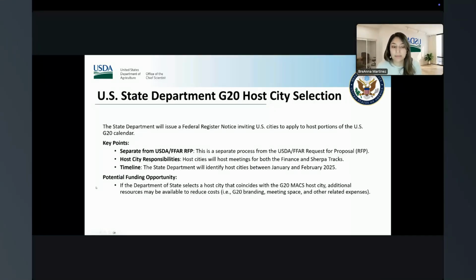However, there may be potential funding opportunities. If your city is selected as a host city by the State Department, and we are already coordinating to host the G20 MACS, there could be additional resources available to reduce costs. Examples would be G20 branding, meeting space, and other related expenses.